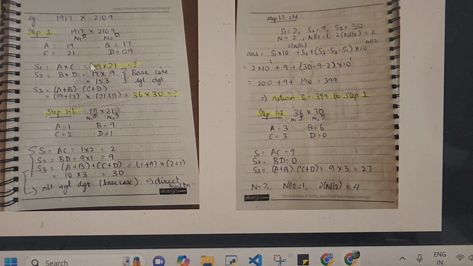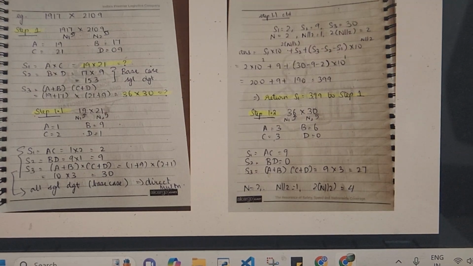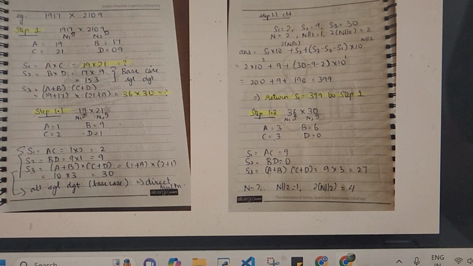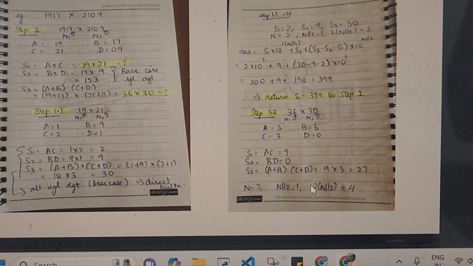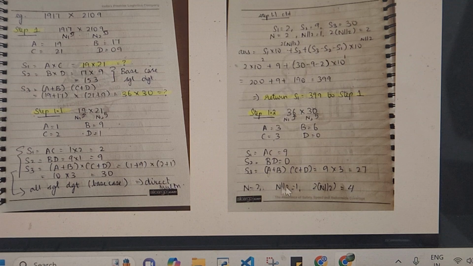So coming back to step 1, S1 we now know is 399, S2 we already knew, S3, 36 times 30, is a question mark. So we will now take another recursive tour and compute that one. So we come to step 1.2, where we had to do 36 into 30. Again you split it into A3, B6, C3, D0. Again everything is single digit, so that was divide. This is conquer, which will also be straight up single digit multiplications.